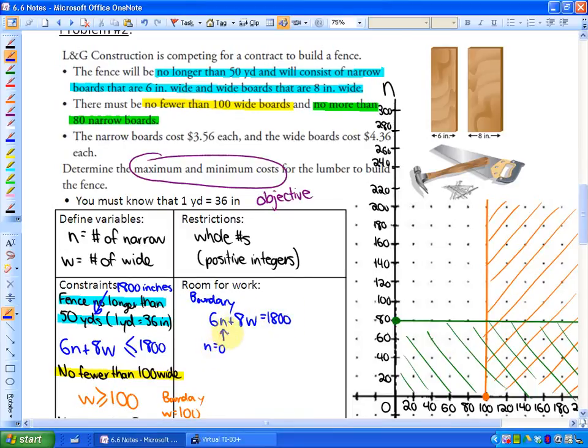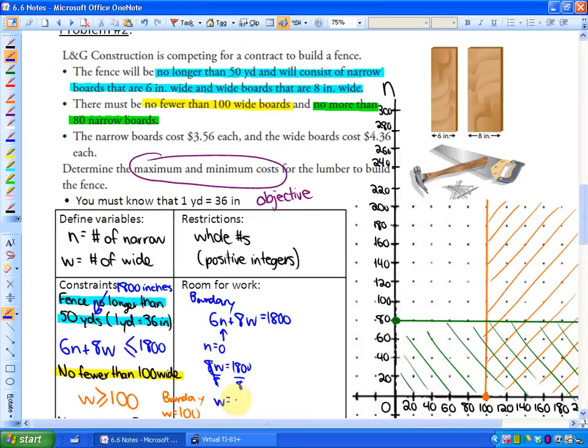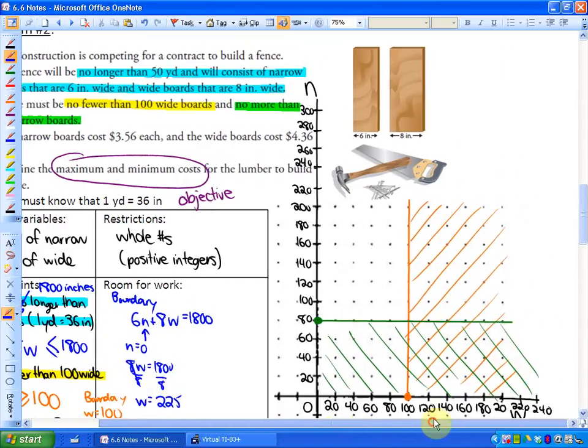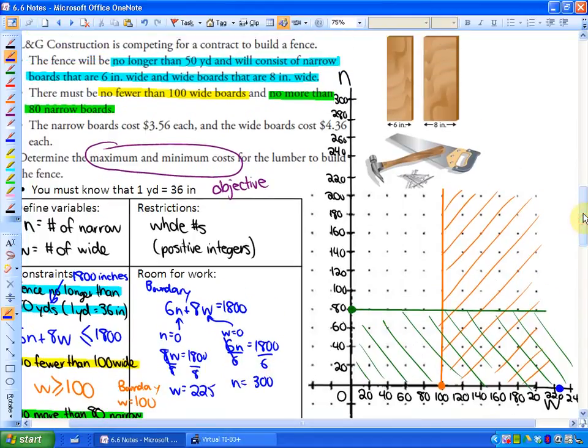If I put in n equals 0, I would have 8w equals 1800, and I'd divide by 8, and I would get that w is equivalent to 1800 divided by 8, which gives me 225. So the wide board intercept is 225, roughly right here. If I substituted w equals 0, I would have 6n equals 1800, and if I divide by 6, I get that n is equal to 300. So the narrow board intercept is 300. So we've got our boundary line. Our boundary line is between those two intercepts, so it looks roughly like this.